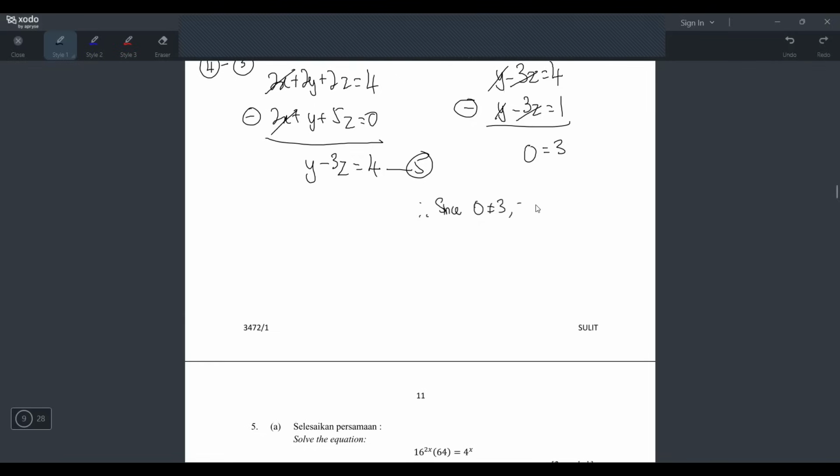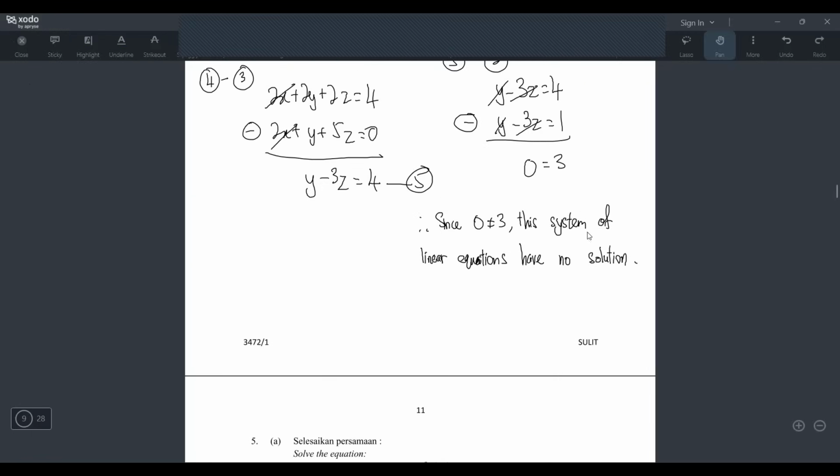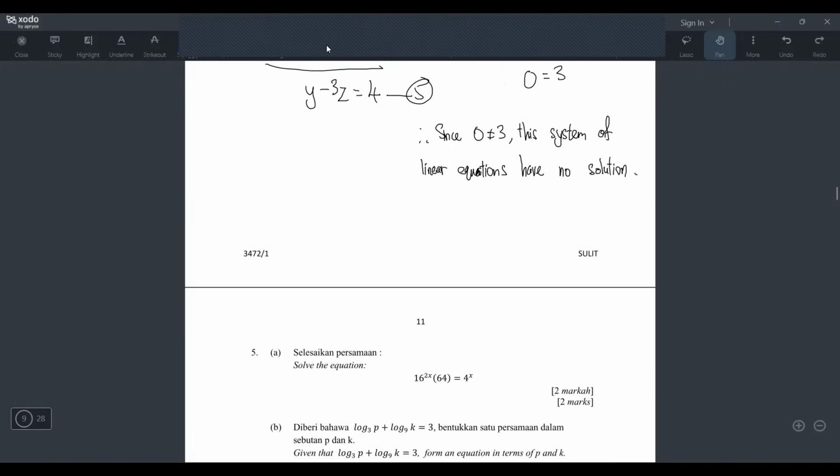Therefore, this system of linear equations has no solution. Okay, let me write nicely. This system of linear equations has no solution. But if it's 0 equals 0, then I will write infinite solution. Okay, so this system of linear equations has no solution. I think I should write has.